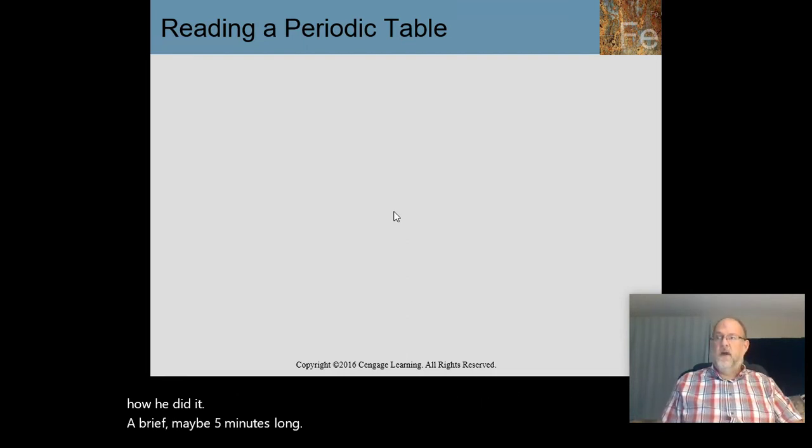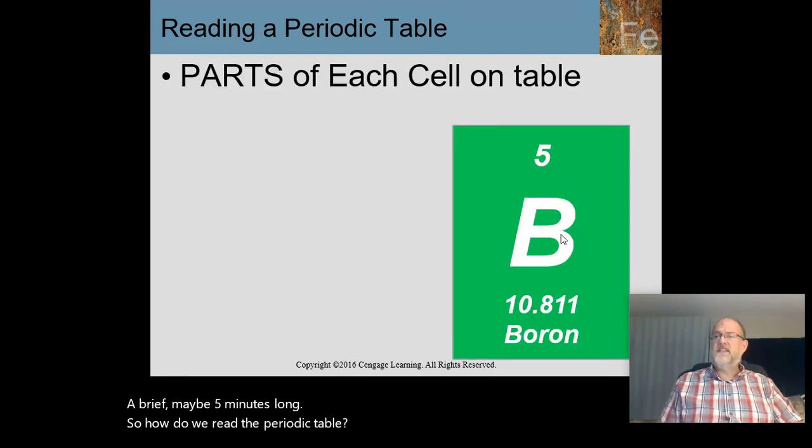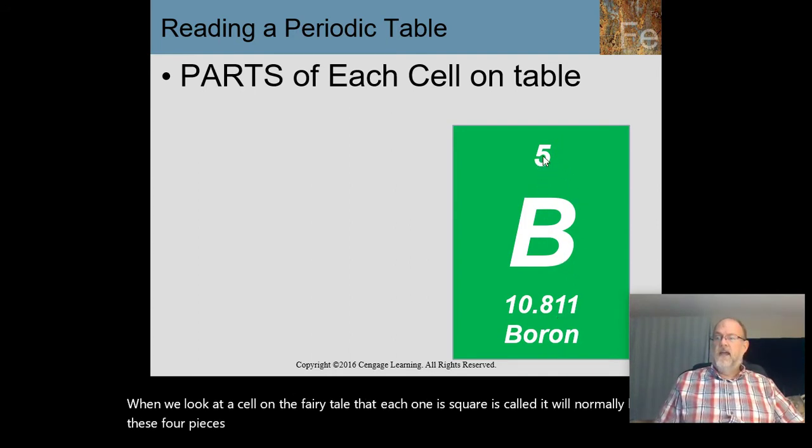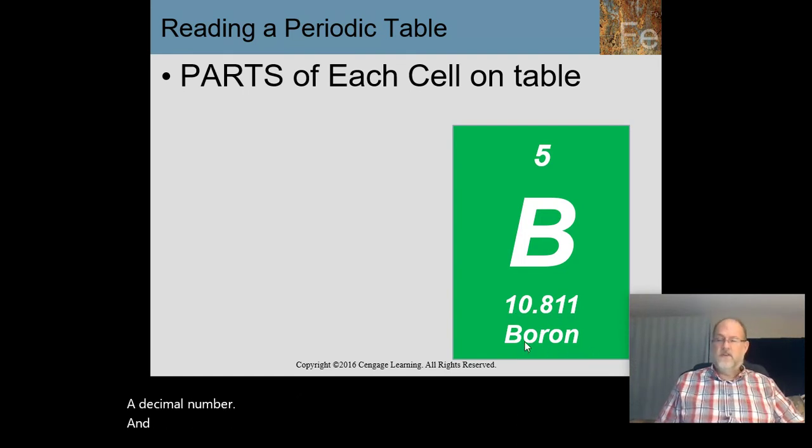So how do we read the periodic table? Well, when we look at a cell on a periodic table, that's what each one of the squares is called, it will normally have these four pieces of information: a whole number, usually somewhere around the top, a letter or two, a decimal number, and then, of course, some word.